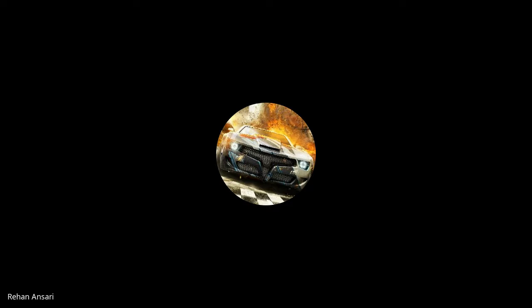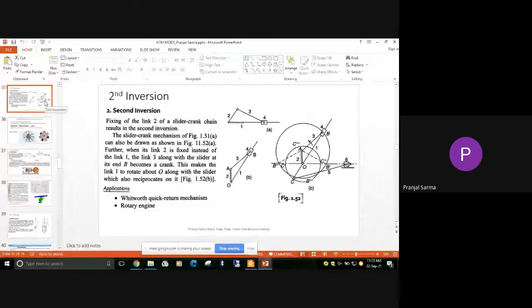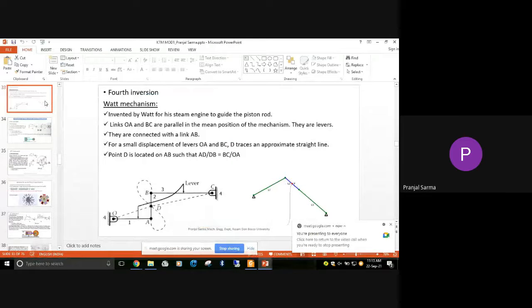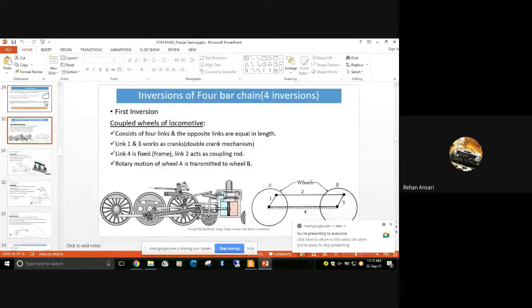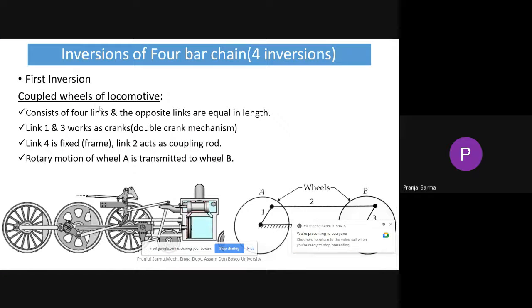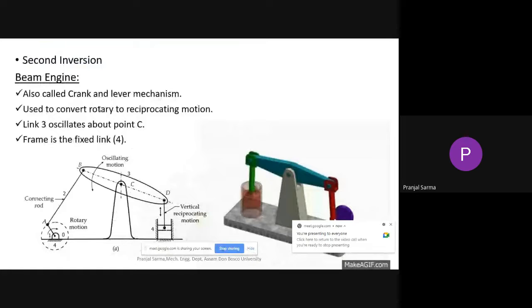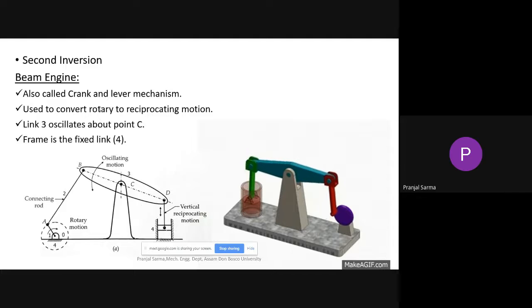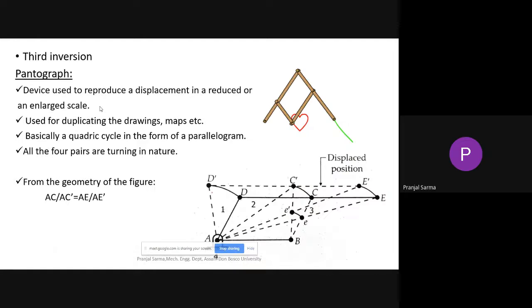Inversion. Yes, correct. So different inversions of a mechanism, that we discussed in the last class. There we basically discussed the inversion of the four-bar mechanism. We saw the first inversion, whose application is in the coupled wheels of a locomotive. The second inversion we saw regarding the beam engine, and how it works, what kind of motion transfer happens from rotary motion to vertical reciprocating motion. Those things we also discussed.